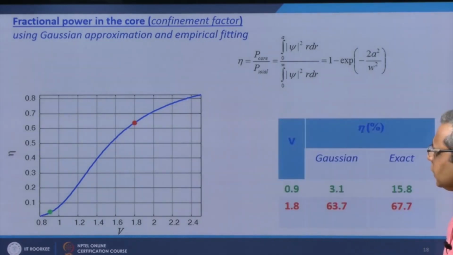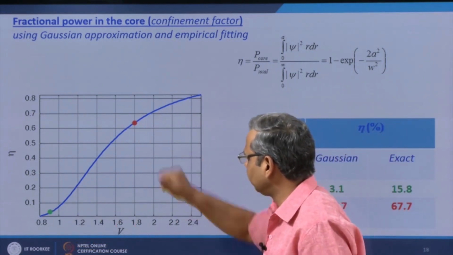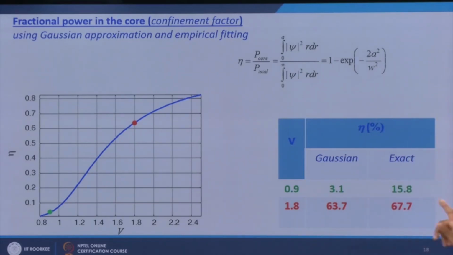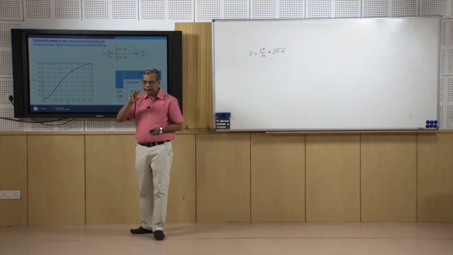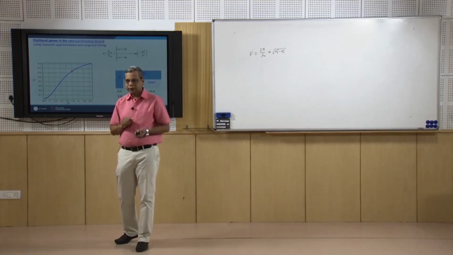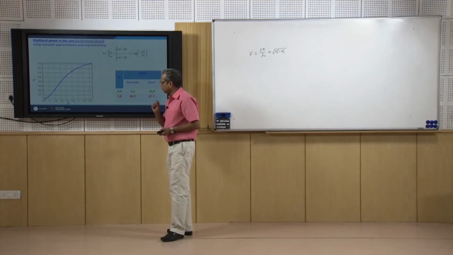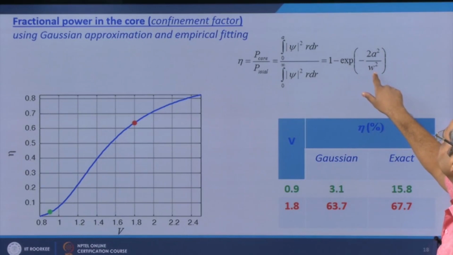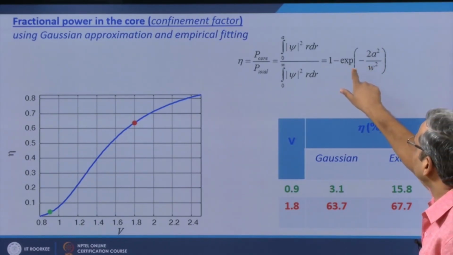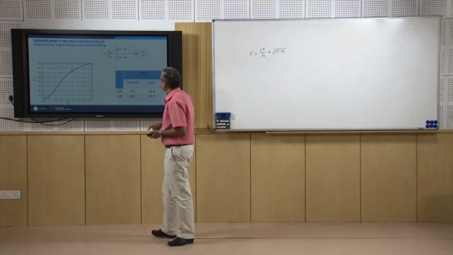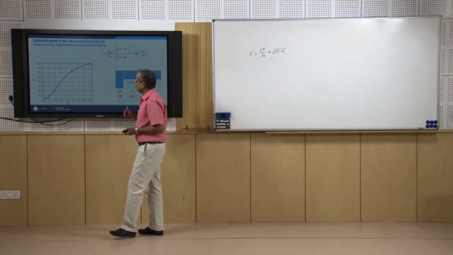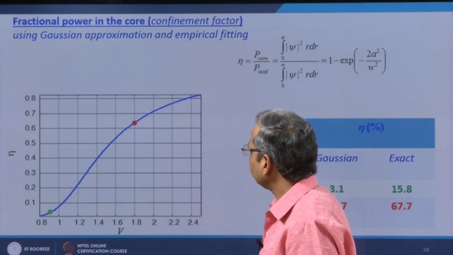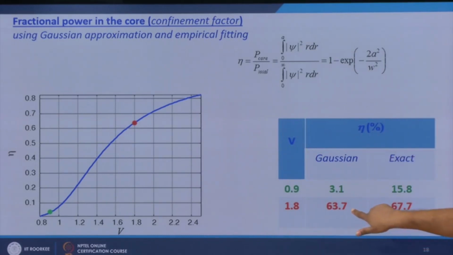To find out how accurate it is, I again take two representative points at v is equal to 0.9 and at v is equal to 1.8, and I find that at smaller values of v there is a huge discrepancy. It is because at lower values of v there is a small discrepancy between the exact value and the Gaussian and empirically fitted value, but this small discrepancy is amplified because it appears in the form of e to the power minus something. However, at the higher values of v the discrepancy is small, and therefore the discrepancy in fractional power is also very small. So the agreement is good.